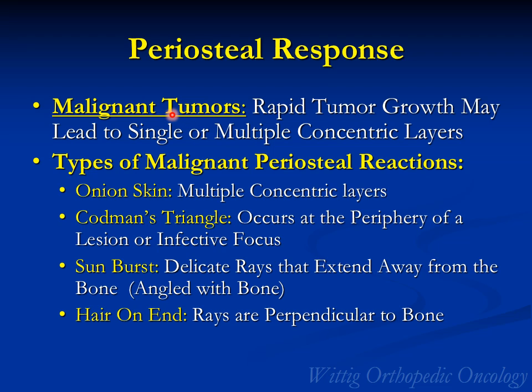With regards to periosteal reactions in malignant tumors, they grow rapidly, and the rapid tumor growth may lead to single or multiple concentric layers. Often these concentric layers are interrupted in some way, and again, like I said before, you can get onion skinning, Codman's triangle, sunburst reaction, or hair-on-end reaction.